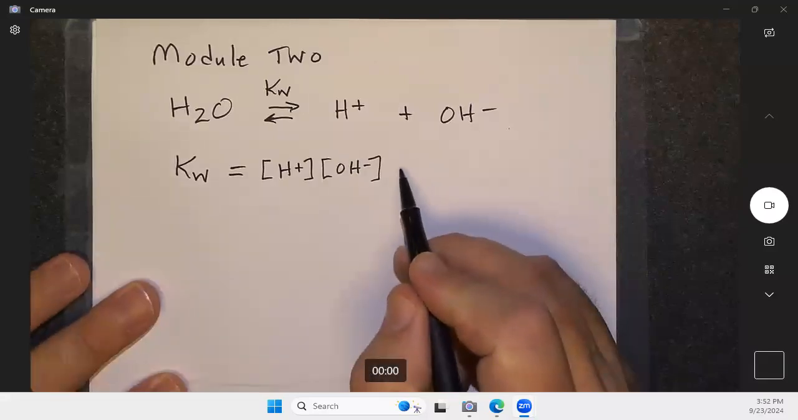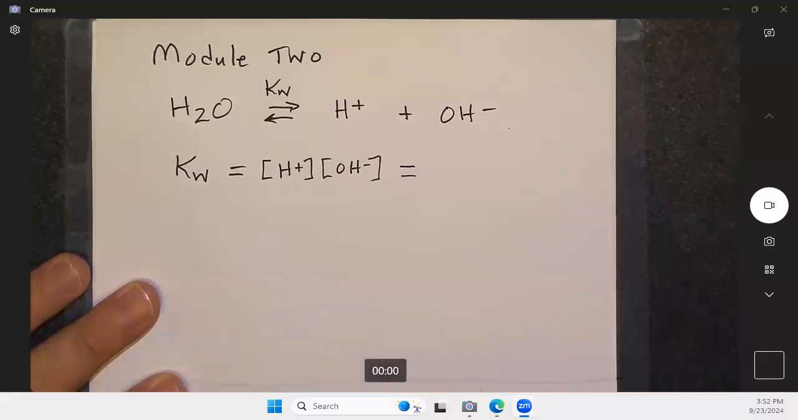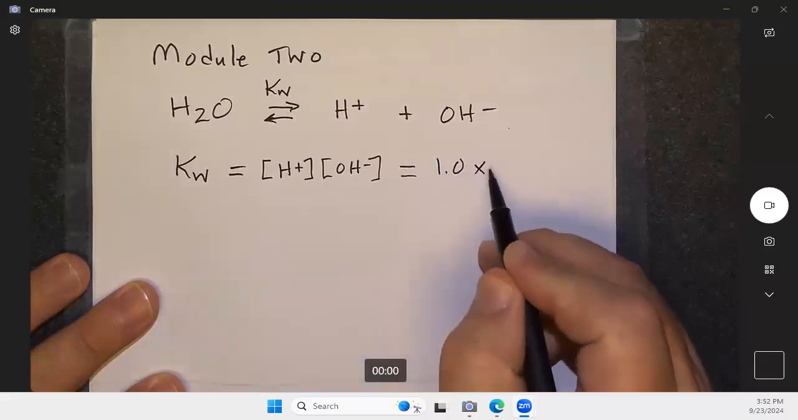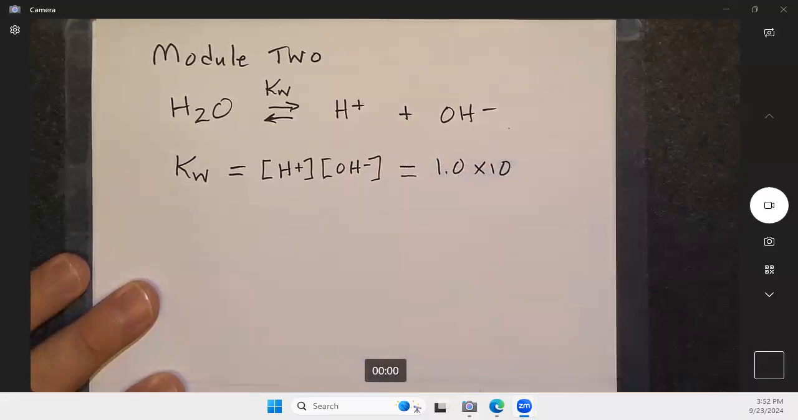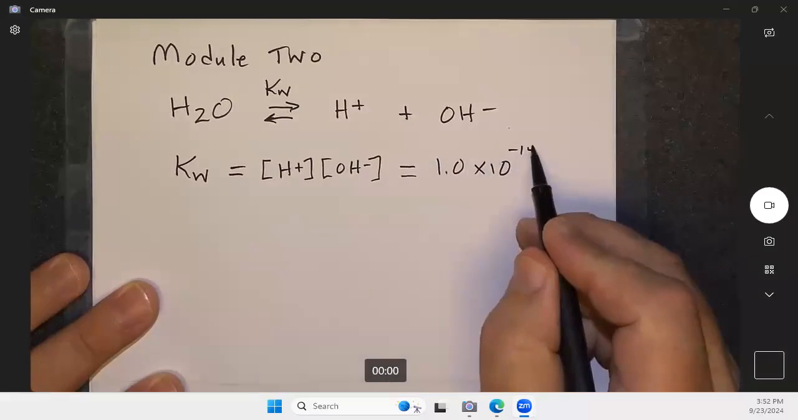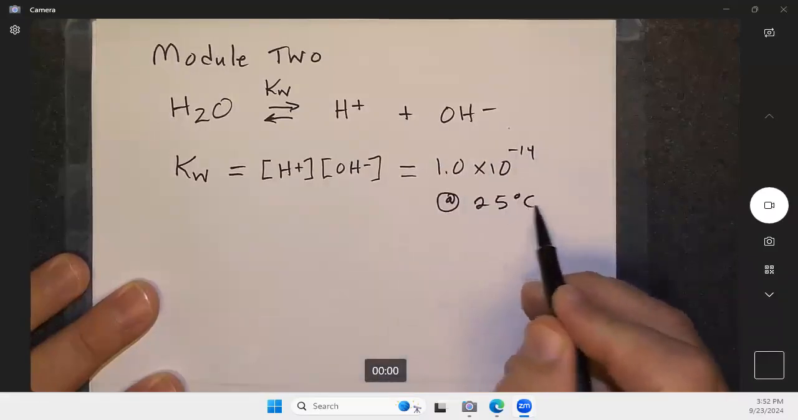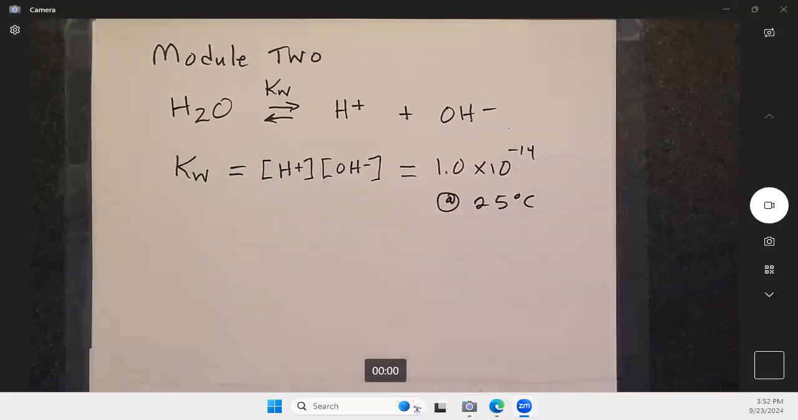And as I was about to say a moment ago, at 25 degrees C, we know that that value is 1.0 times 10 to the minus 14. And I know when the book presented it the first time, they said 1.01 times 10 to the minus 14, but it's pretty much universal that everyone just says at 25 degrees, 1 times 10 to the minus 14.